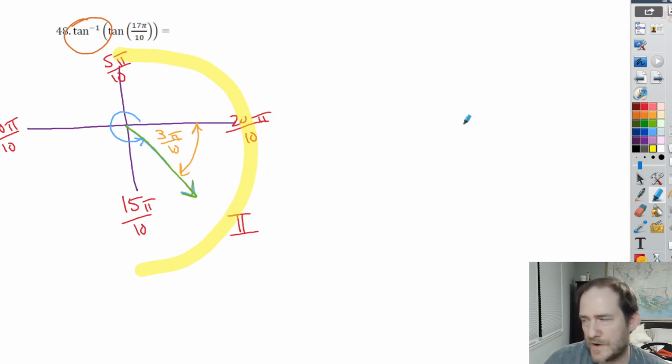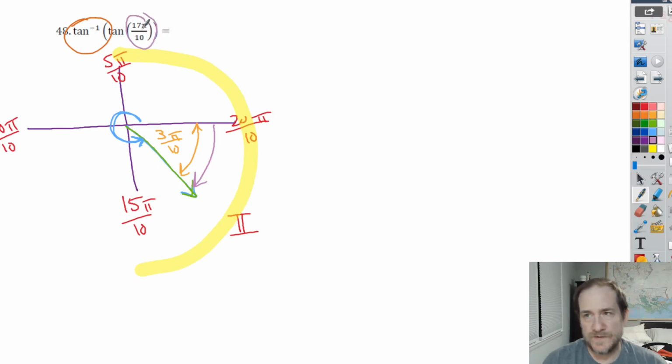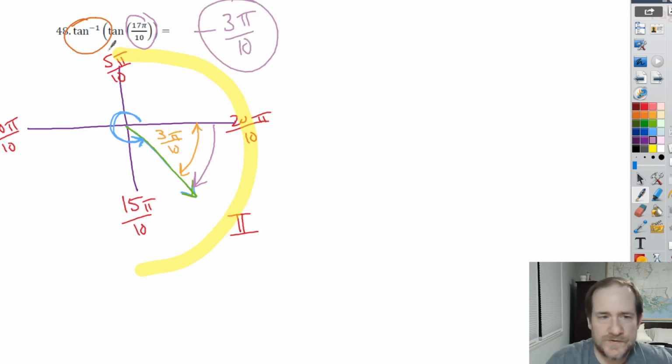I do want to stay in quadrant 2, but a rotational angle, the blue rotational angle that you see here, that's not the right way to get to the answer of an inverse tangent problem. To get to the answer of an inverse tangent problem, aren't you supposed to rotate this away in the negative direction? So basically, the answer is not the same angle as 17 pi over 10. It's the reference angle of 17 pi over 10, but rotated in the negative direction, and so that's negative 3 pi over 10. That would be the answer to this challenge problem. Got it?